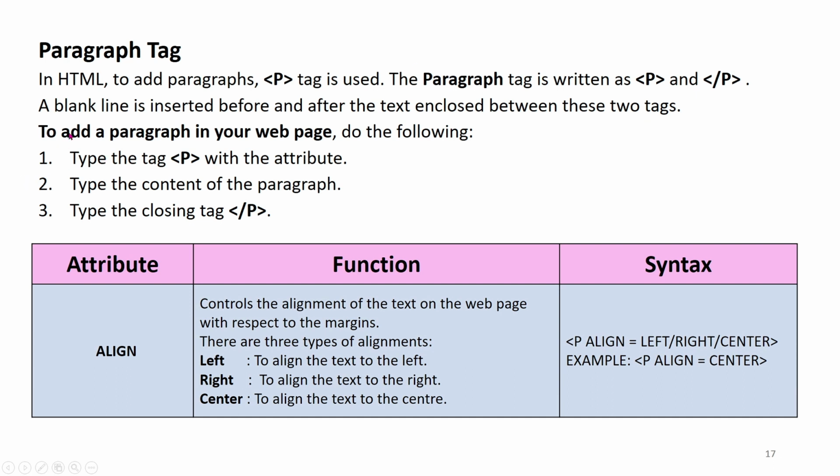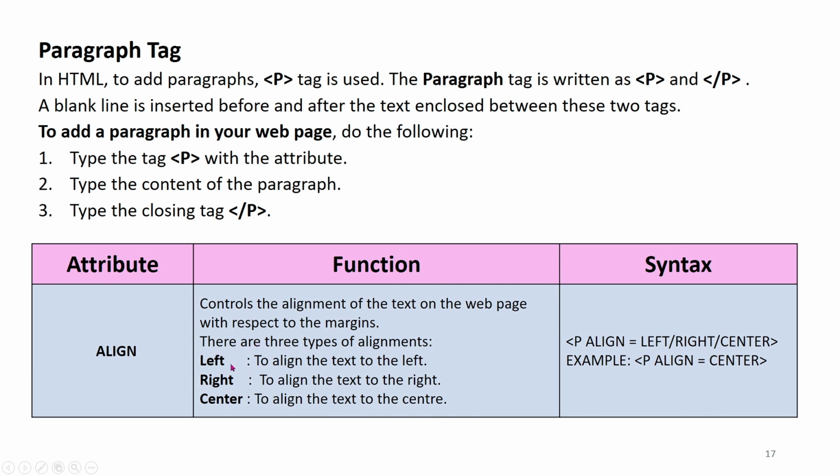Now, to add a paragraph in your web page, you have to do the followings. Type the tag P with the attributes. Type the content of the paragraph, that is the text that you want to type. Then type the closing tag P to end the paragraph. So here is an attribute align for P. Function is to control the alignment of the text in the web page with respect to the margins. Again, this is also horizontal alignment.